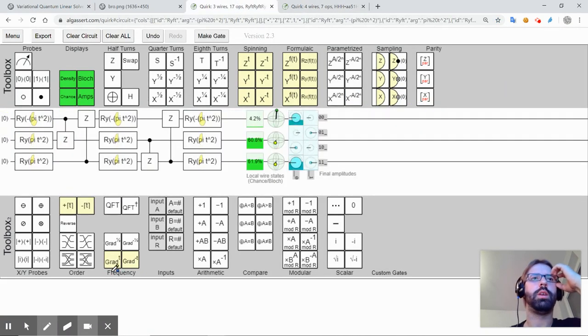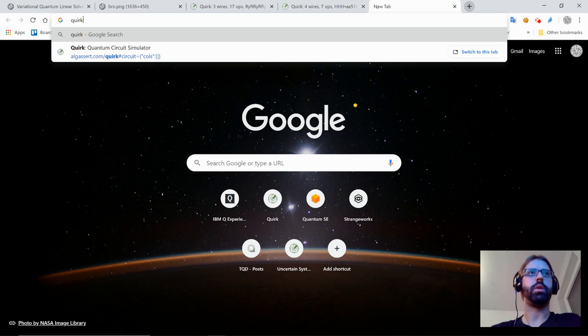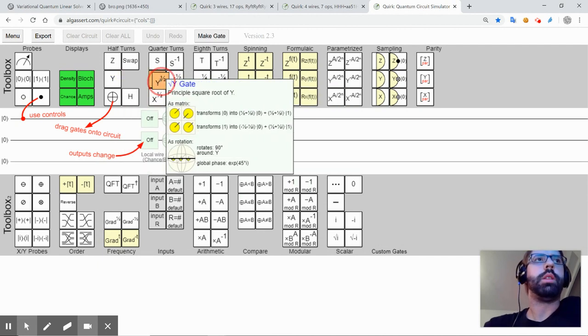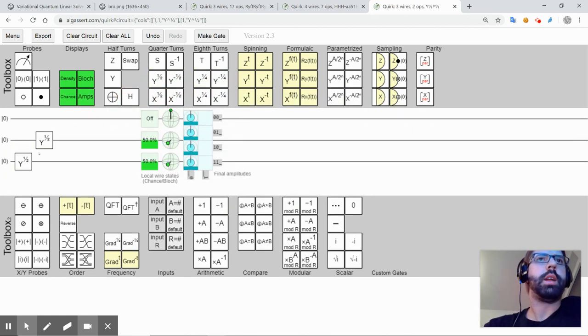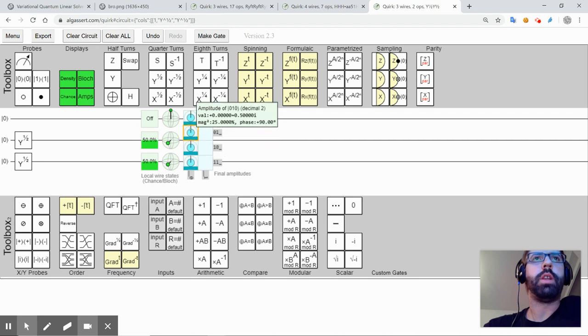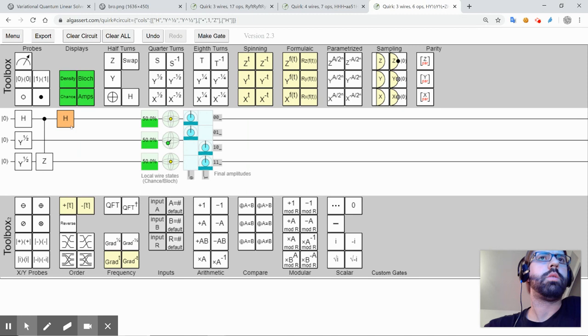So what you're essentially doing is, let's do a Y rotation like these, and another Y rotation like that. So my elements have all a phase of 90 degrees. And what happens if I do these now? 50-50.